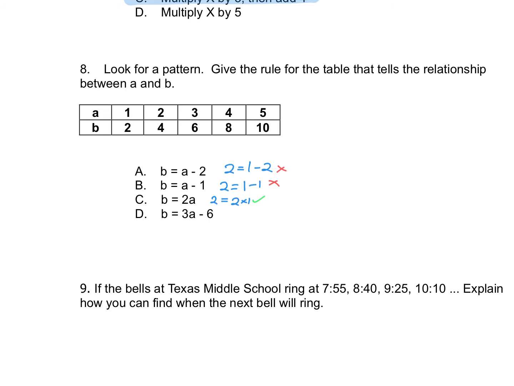If B is 4 and A is 2, how does this work out? B is 4 equals 2 times 2. That does equal 4. So that works. Let's skip right down to the fifth case. Okay, if B is 10 equals 2 times A, that works too. So this must be the correct answer.